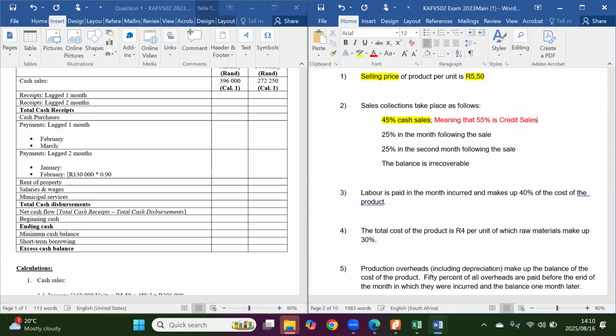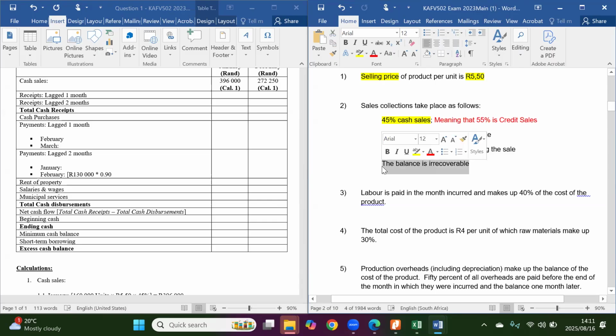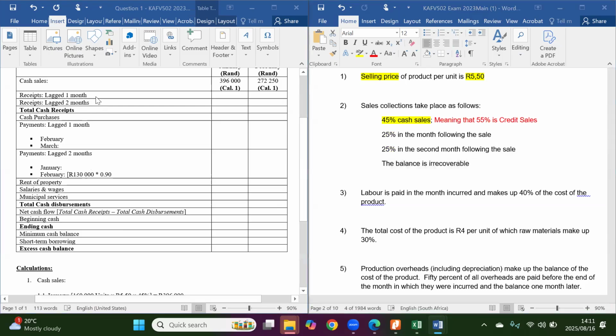Now, this credit sales is supposed to be collected in the following manner: 25% in the month following the sale, and then 25% in the month following the sale. Then the balance will be considered to be irrecoverable. Anyways, without any further ado, for this one we're going to have to do the calculations.